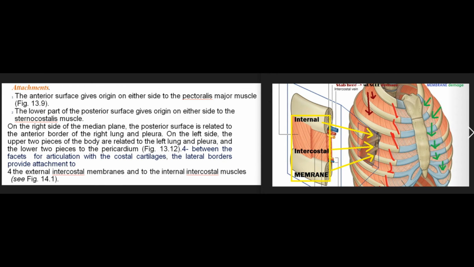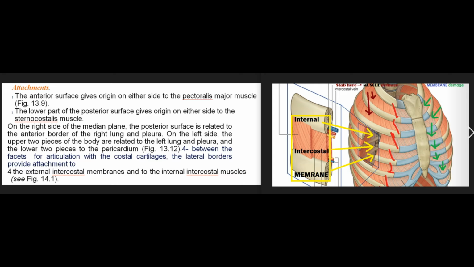Attachments. 1. The anterior surface gives origin on either side to the pectoralis major muscle. 2. The lower part of the posterior surface gives origin on either side to the sternocostalis muscle. On the right side of the median plane, the posterior surface is related to the anterior border of the right lung and pleura. On the left side, the upper 2 pieces of the body are related to the left lung and pleura, and the lower 2 pieces to the pericardium, Fig 13.12.